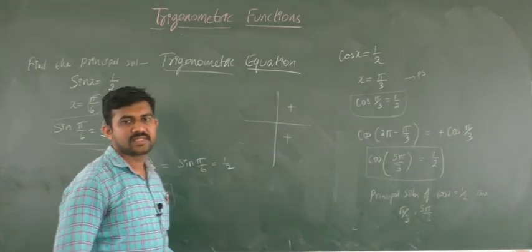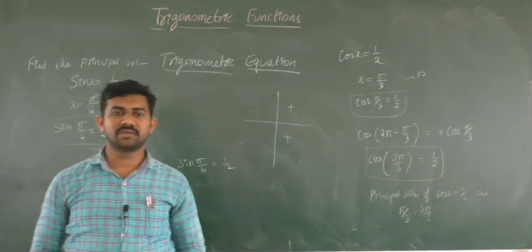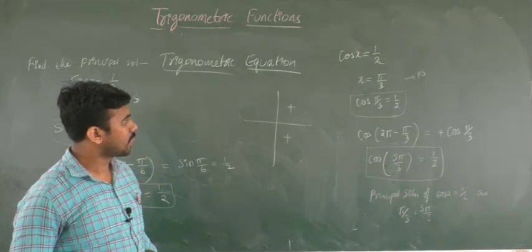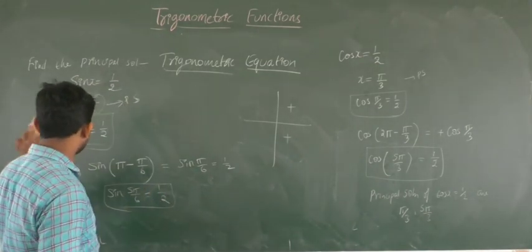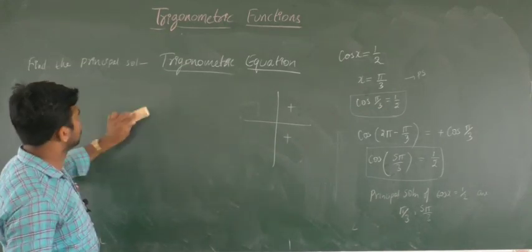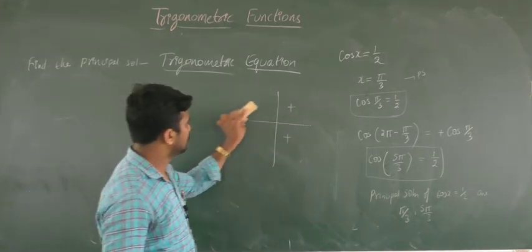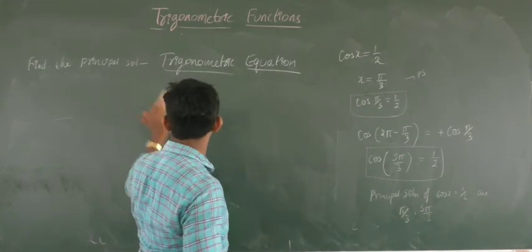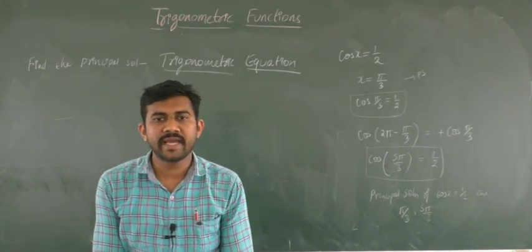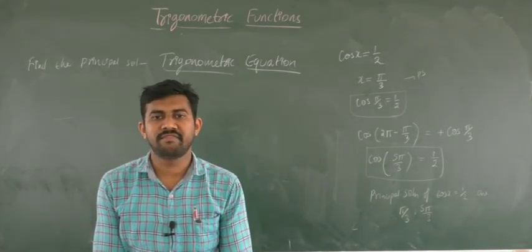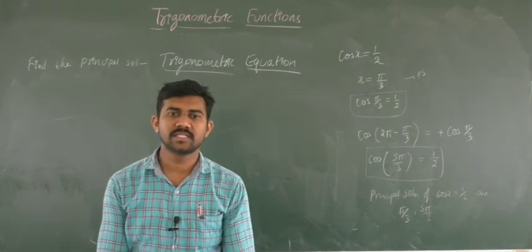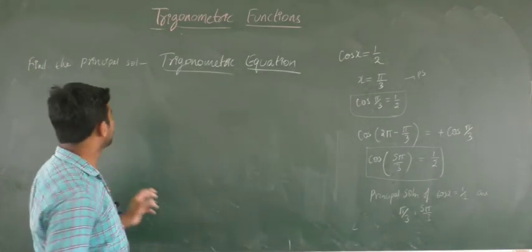So similarly we will see the next question here. What is the next question here? See, the principal solution of tan x is equal to minus half. Tan x is equal to minus half. What is the principal solution?